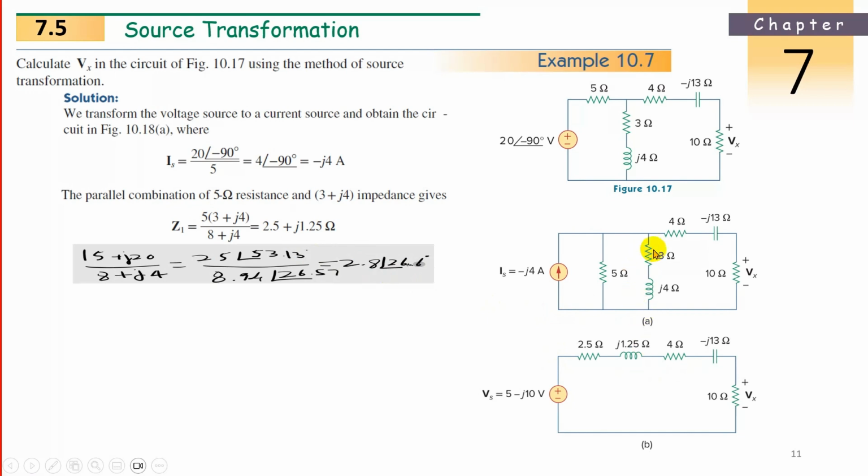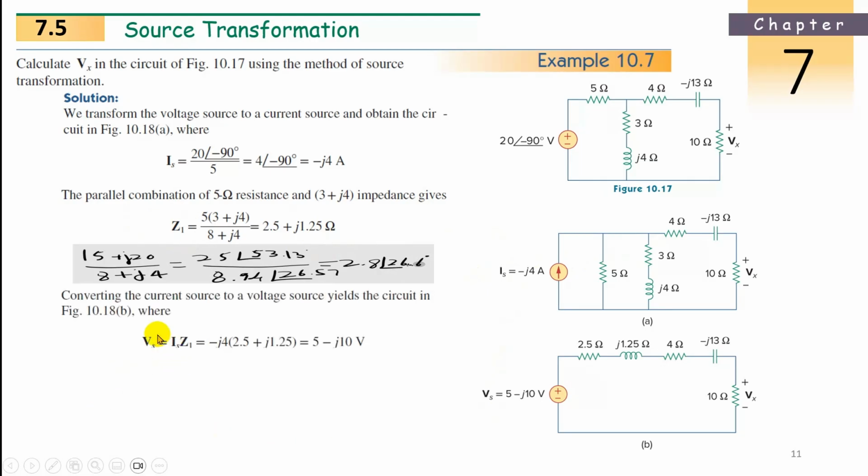Once we got Z1 here, then this Z1 and Is can be converted back into a voltage source and a series impedance, 2.5 plus J1.25, what we got here. Then how do we get this Vs? Vs is nothing but Is multiplied by Z1. What is Is? Minus J4. What is Z1? We already got it, 2.5 plus J1.25. Multiply this, you get 5 minus J10 volts. So this is your voltage source and this is your Z1, what we found from this parallel.